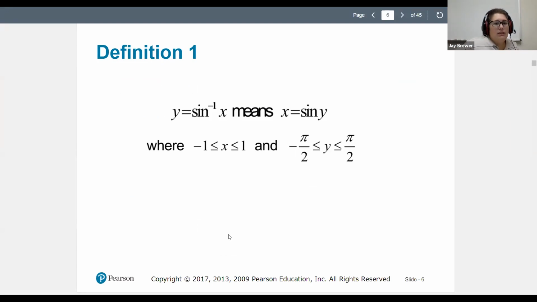So here's your first definition. You definitely want to write this slide down. y equals sine inverse x means that x equals the sine of y. And then that shows you the domain and the range.